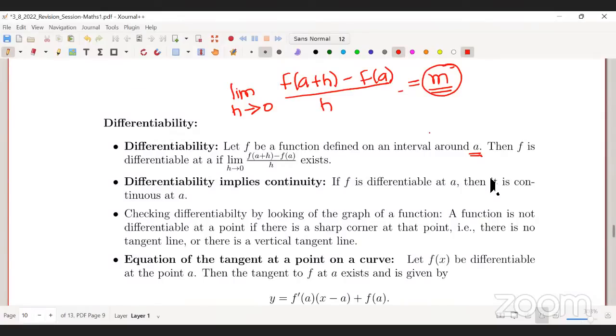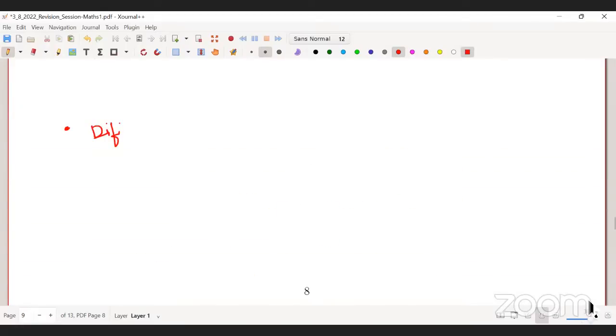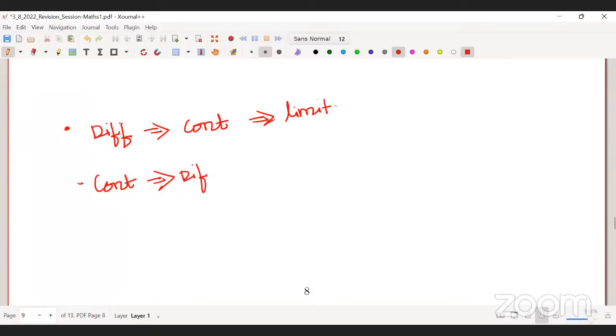And the second thing is, if a function is differentiable at a point A, that means the function is continuous at that point. So let me write: differentiable implies continuity implies limit exists. And the second thing is, continuity doesn't imply differentiability.